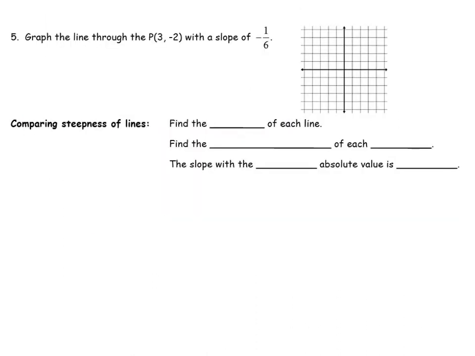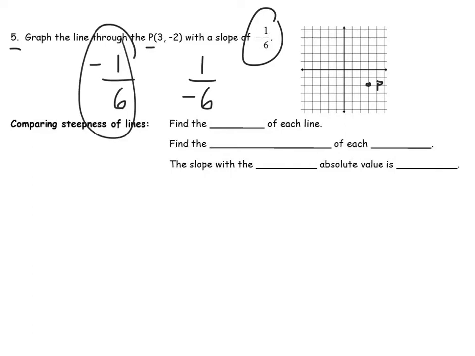For example 5, now I'm asked to actually graph the line. So they give me a point to start at, so P is at 3, -2, and then they give me a slope to go along with it. So my slope is -1/6. So you can think about that either as -1/6 or 1/6. So let's think about this first case. What that's telling me is that I am falling 1 unit, so I'm going down 1 unit, and I'm running 6 units. So I'm going 6 units to the right.